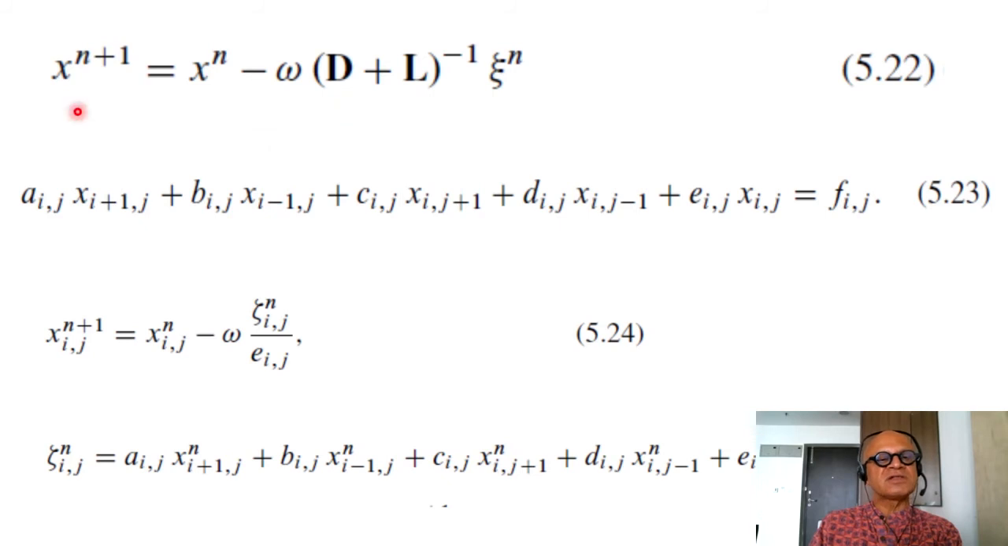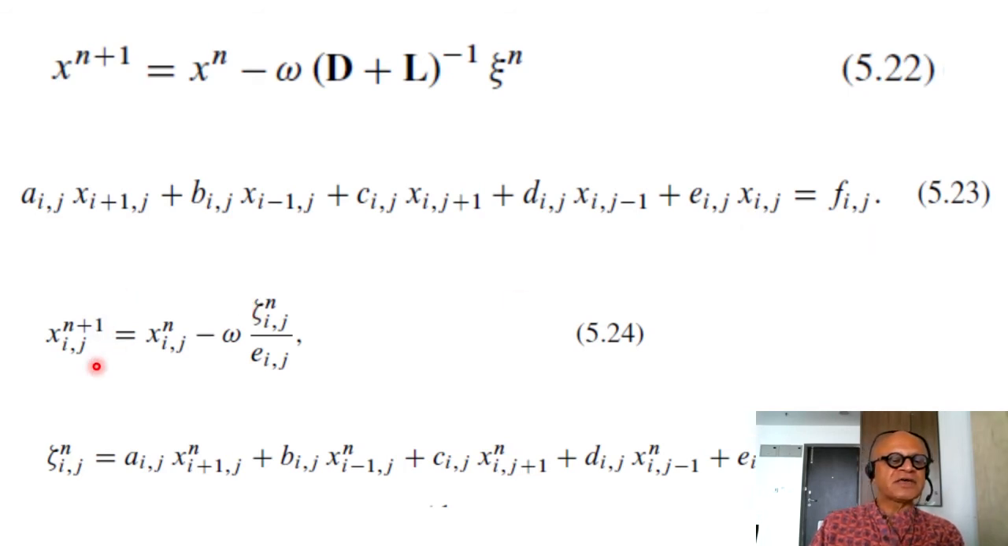But in practice, this looks complicated. In practice, it is simply written as a_ij times x at i plus 1, j, plus b_ij x at i minus 1, j, plus c_ij x at i, j plus 1, plus d_ij x at i, j minus 1, plus e_ij x at i, j equal to f_ij, which is the right-hand term.